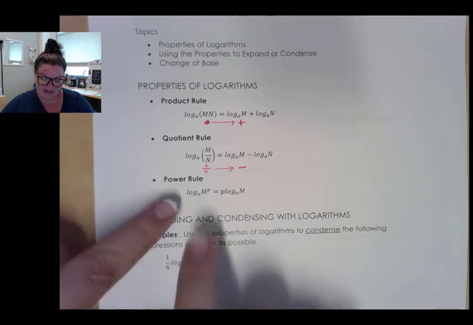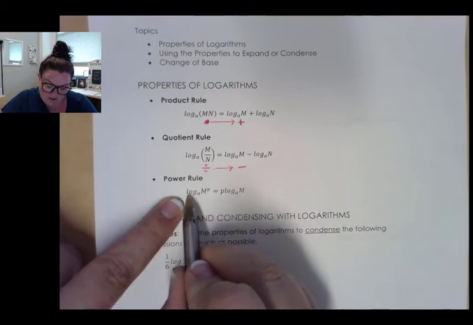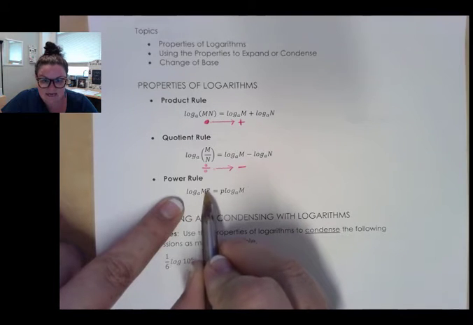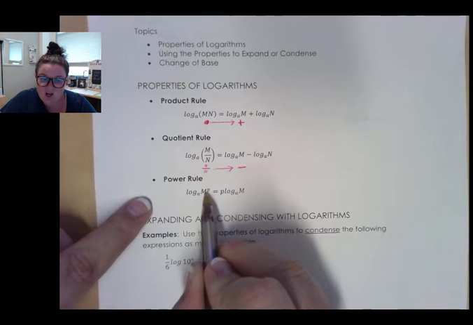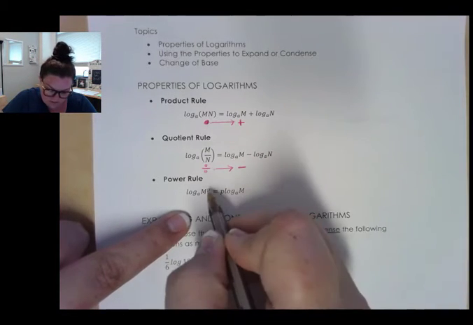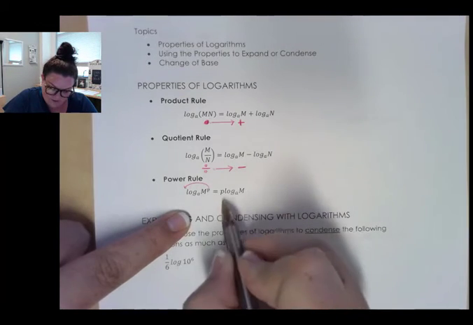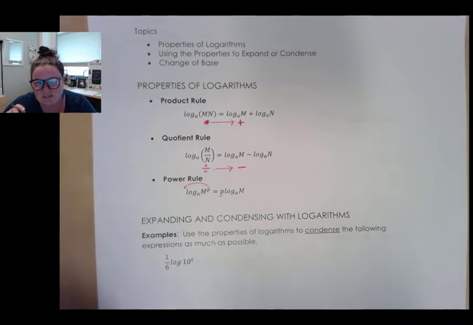And then the last one we have is the power rule. This says that if we have a log and on our inside factor we have multiple copies, in other words, an exponent on that factor, we can actually pull that power down as a coefficient. Okay, and let me explain to you why.